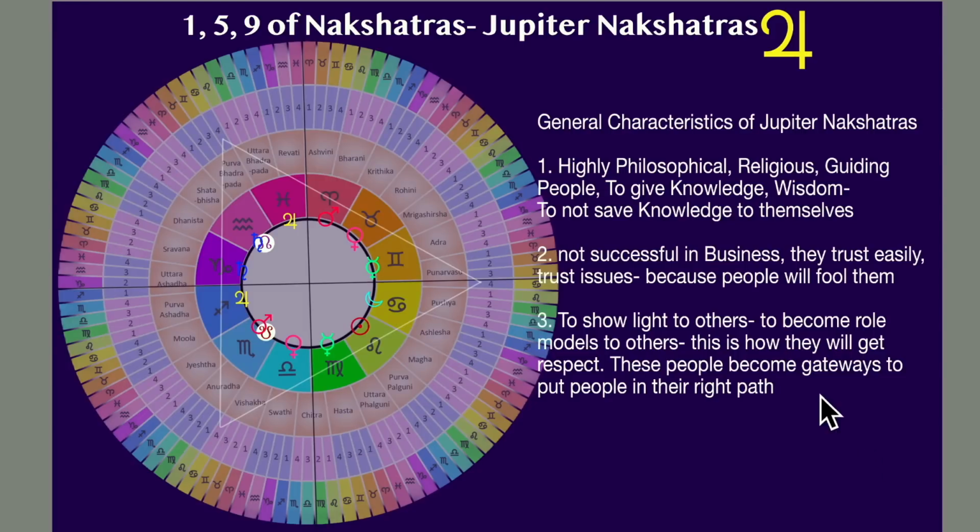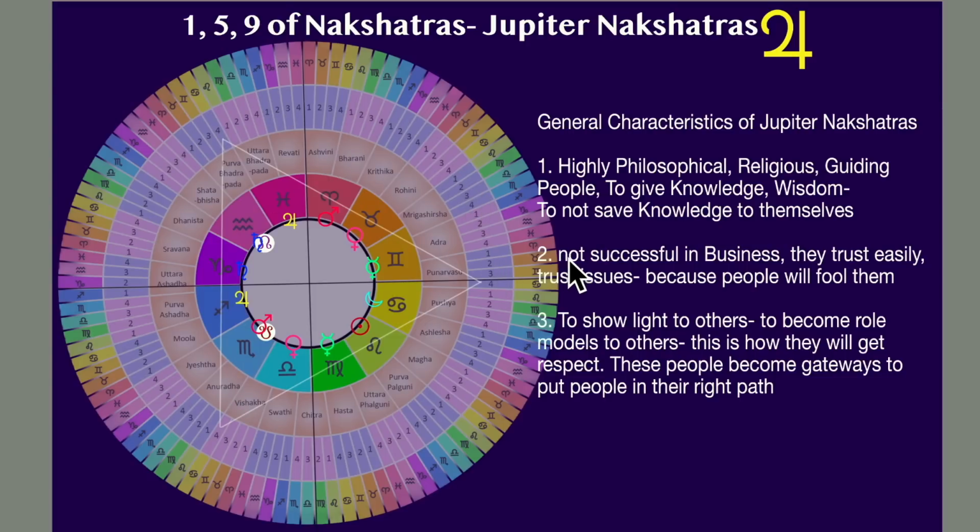So the general characteristics of Jupiter are obviously, number one, highly philosophical, religious, guiding people to give knowledge and wisdom, and their karma is not to save knowledge to themselves. People who are born with the karma of not sharing their knowledge with people in the last life are born under these nakshatras as ascendant or have a dominant Jupiter this time around in one of these apexes. Or even have Rahu and Ketu if you are so inclined to observe that. Okay?